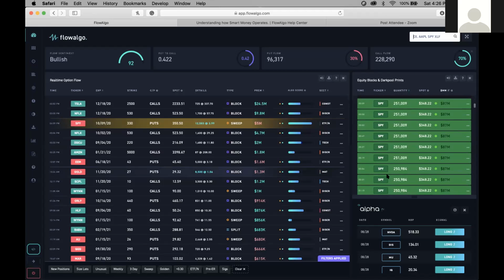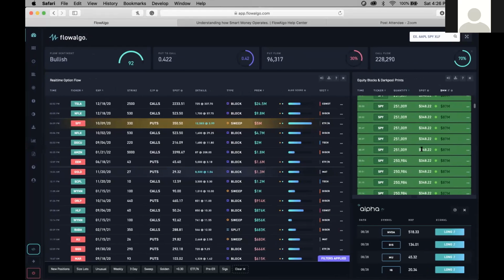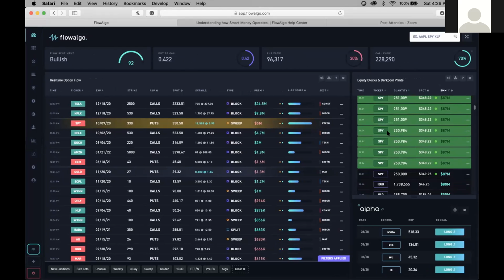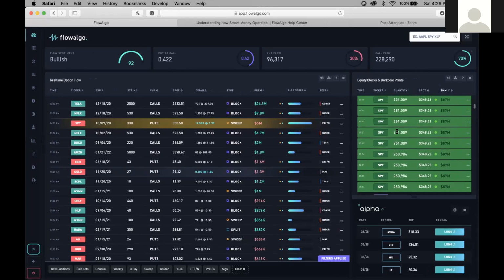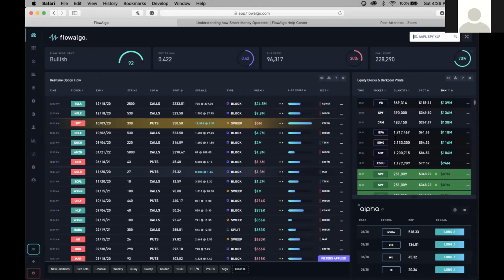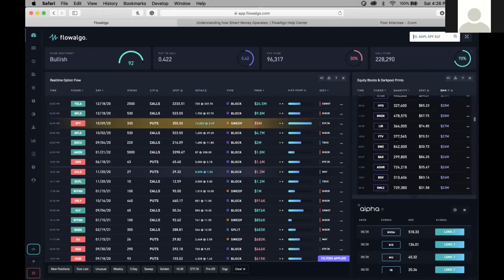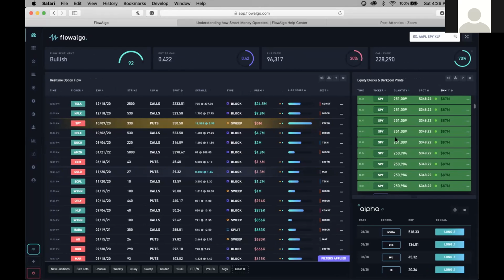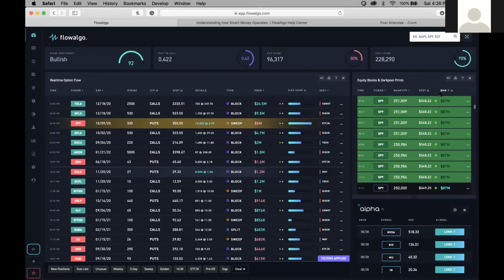And you might be wondering about these right here. These are called signature prints, and basically these don't get reported until the next day, because 251 is considered a signature number. There's other signature numbers like 503, I think, and other ones. And these are usually the largest.